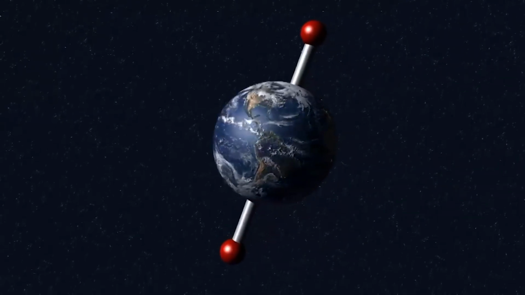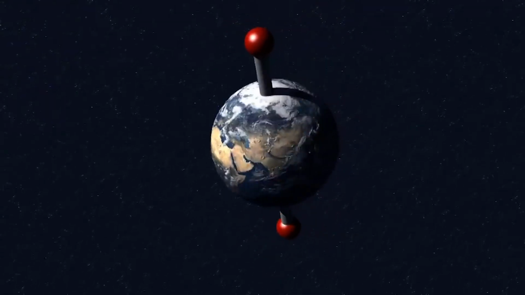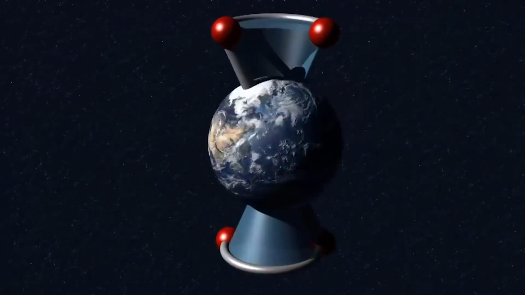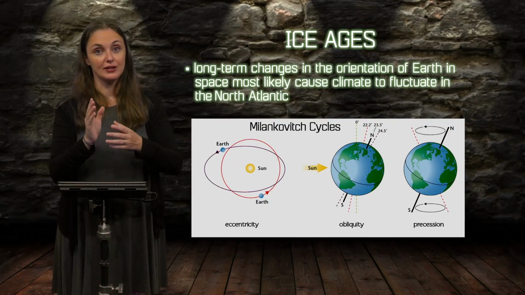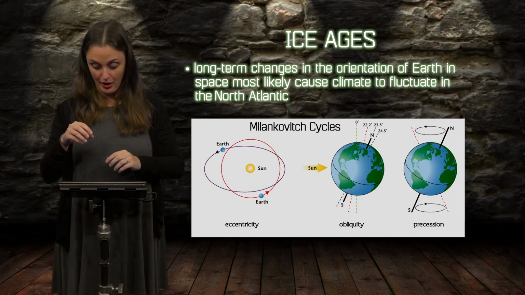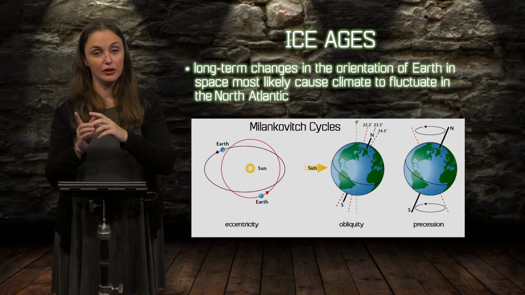So that's different than the change of the axial tilt itself. The change of the axial tilt is just saying how much the rotationary axis of Earth is tipped over. Is it tipped over a lot or is it tipped over just a little bit? The rotationary axis is the axis that the Earth spins around. The precession is the direction in which that axial tilt is pointed.